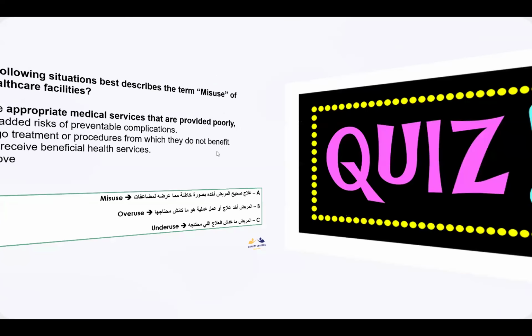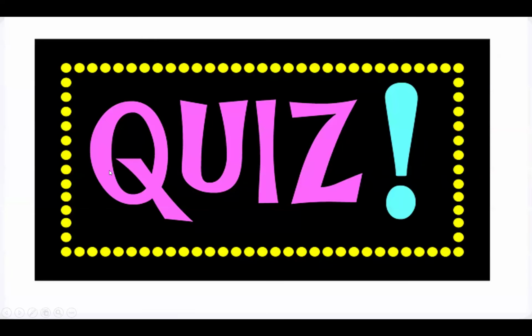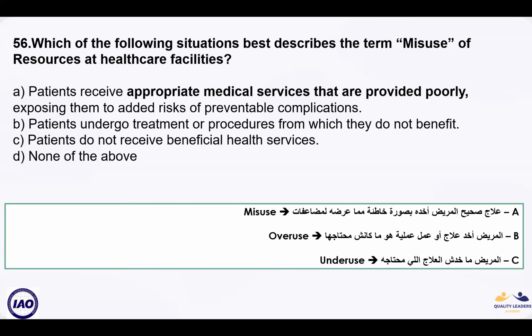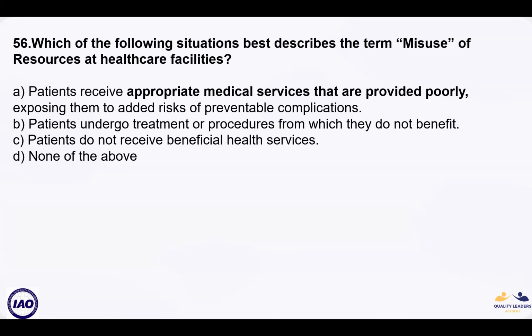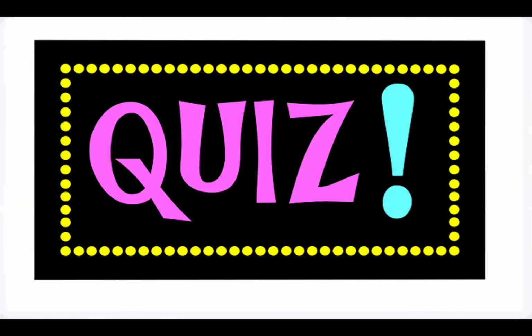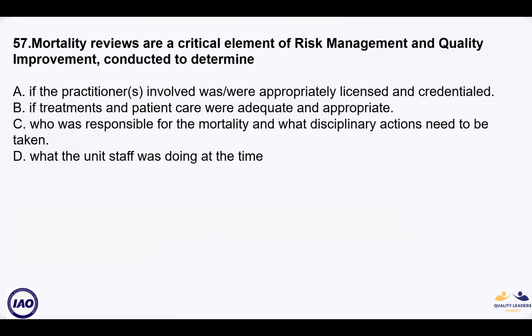Now, coming to question number 57. Mortality reviews are a critical element of risk management and quality improvement conducted to determine. So he's asking what is the primary purpose of mortality reviews in risk management and quality improvement.